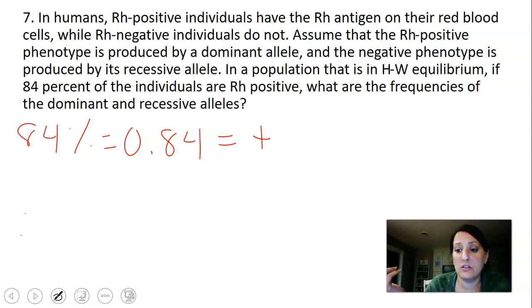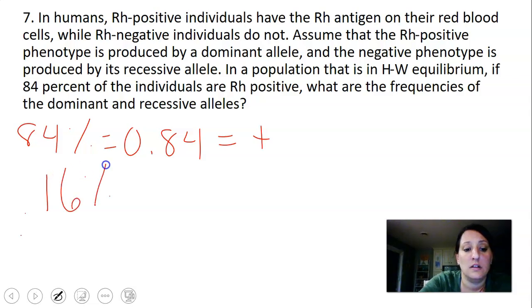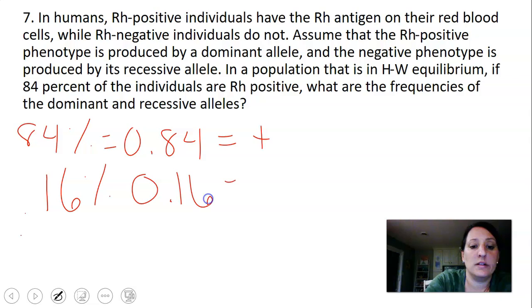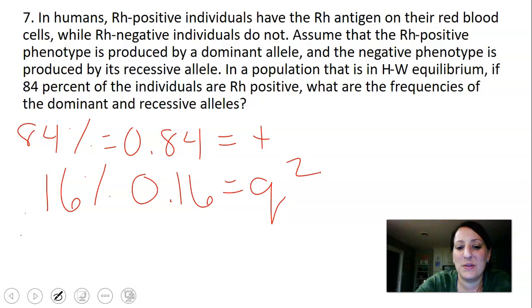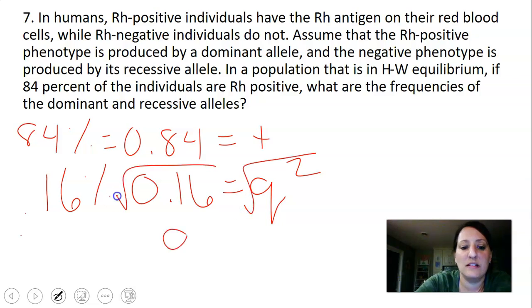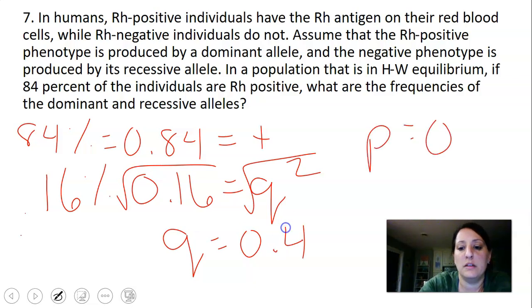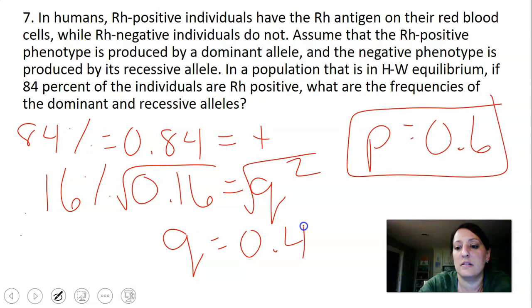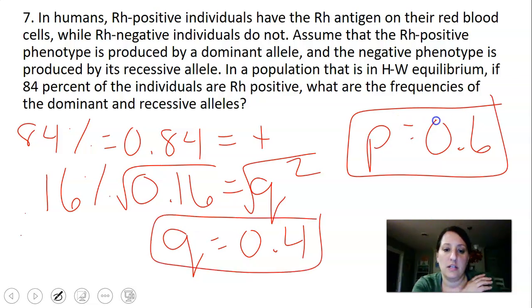So how do we do that? We just do 100 minus 84. So 16% of the population, or a frequency of 0.16, are going to be homozygous recessive. So 0.16 equals Q squared. Same number again. So again, we take the square root of both sides, and so Q equals 0.4, and P will equal 0.6. Know what you're looking for. So that was question number 7.